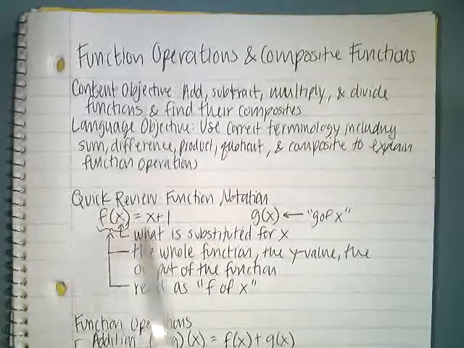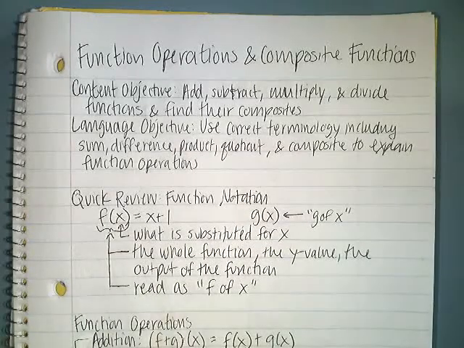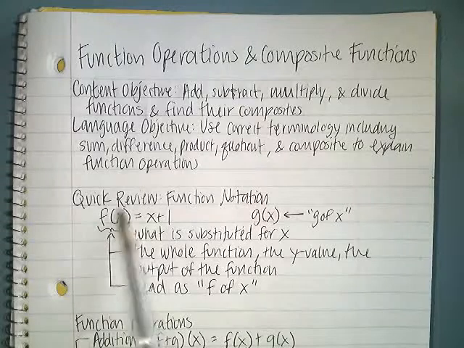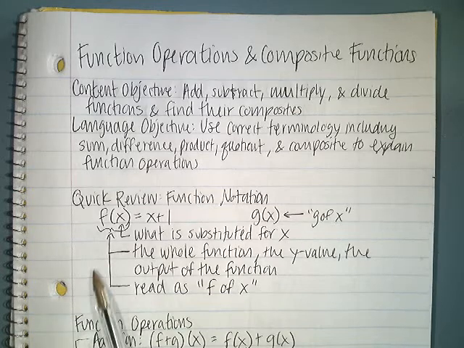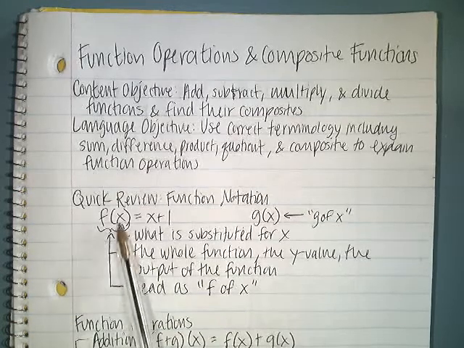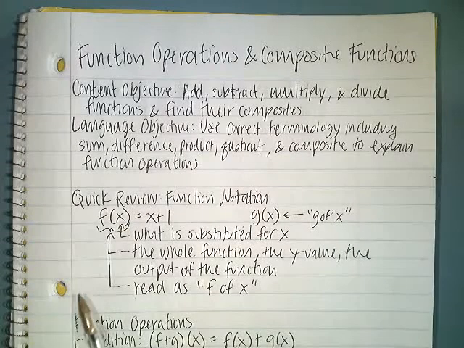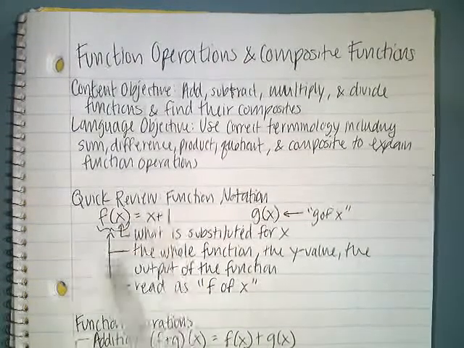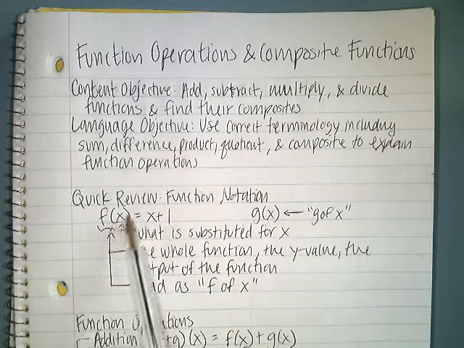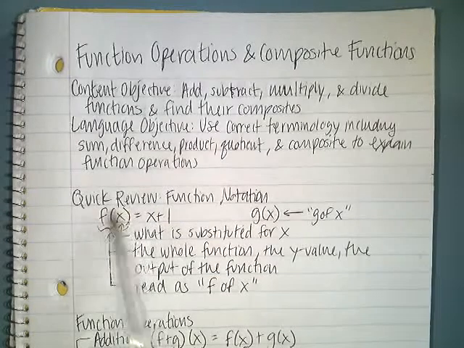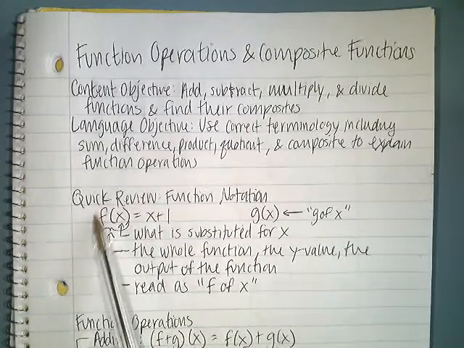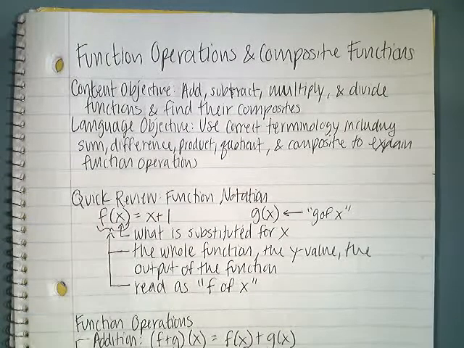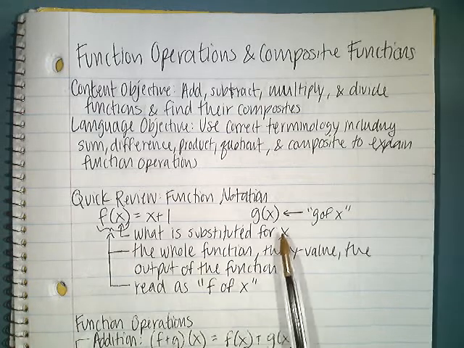So f of x represents the whole function, or the y value, or the output. f of x can represent any of those things: the whole function itself, the y value, or the output of the function. But it's read as f of x, and what's in here is what is being substituted for x. I just made up a random function for the right side of the equation. The important thing I want you to remember is what these components represent. That's what is substituted or inputted. The whole thing is the output, or the whole function, or the y value. And it's read as f of x.